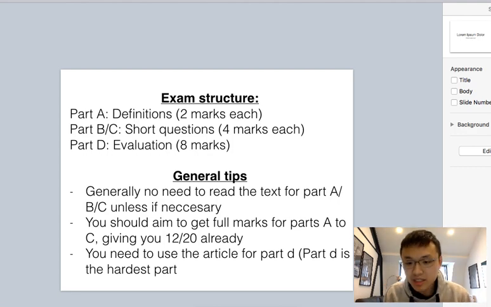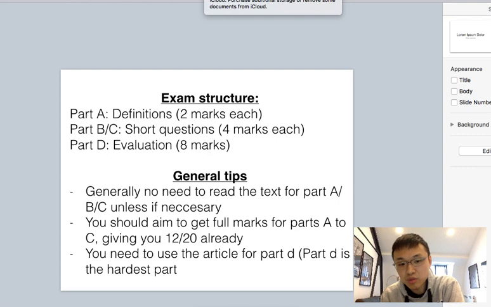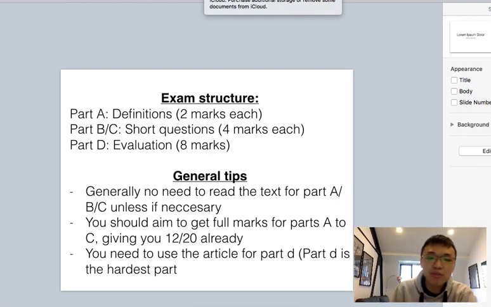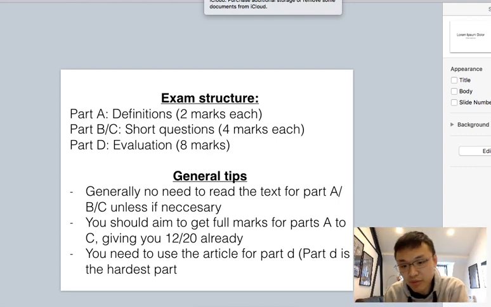Part A, B, and C are definition and short questions, and normally these questions are very easy to get full marks. So you should definitely aim to get full marks for them. If you get full marks, you already have 12 out of 20. And part D is the hardest part, worth 8 marks. But if you get 12 out of 20 for part A to C, even if you get just 4 out of 8 for part D, which is not that great, you will still get a level 7. So I'm telling you, part A, B, and C is a lot easier. Try to get full marks.